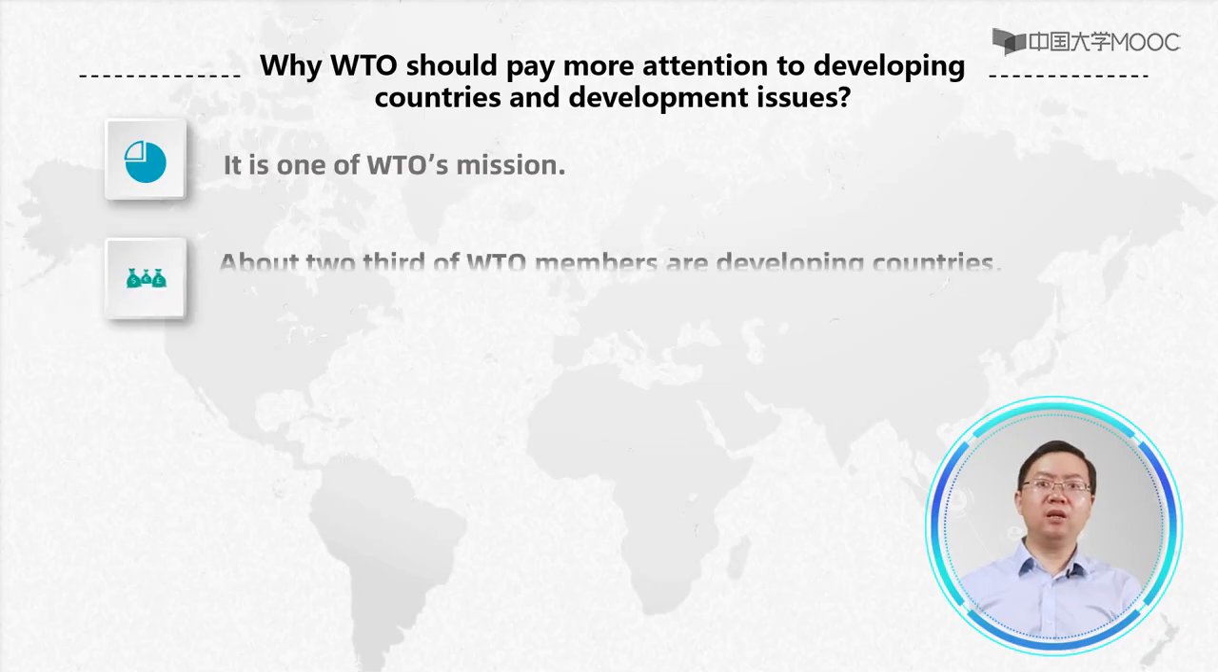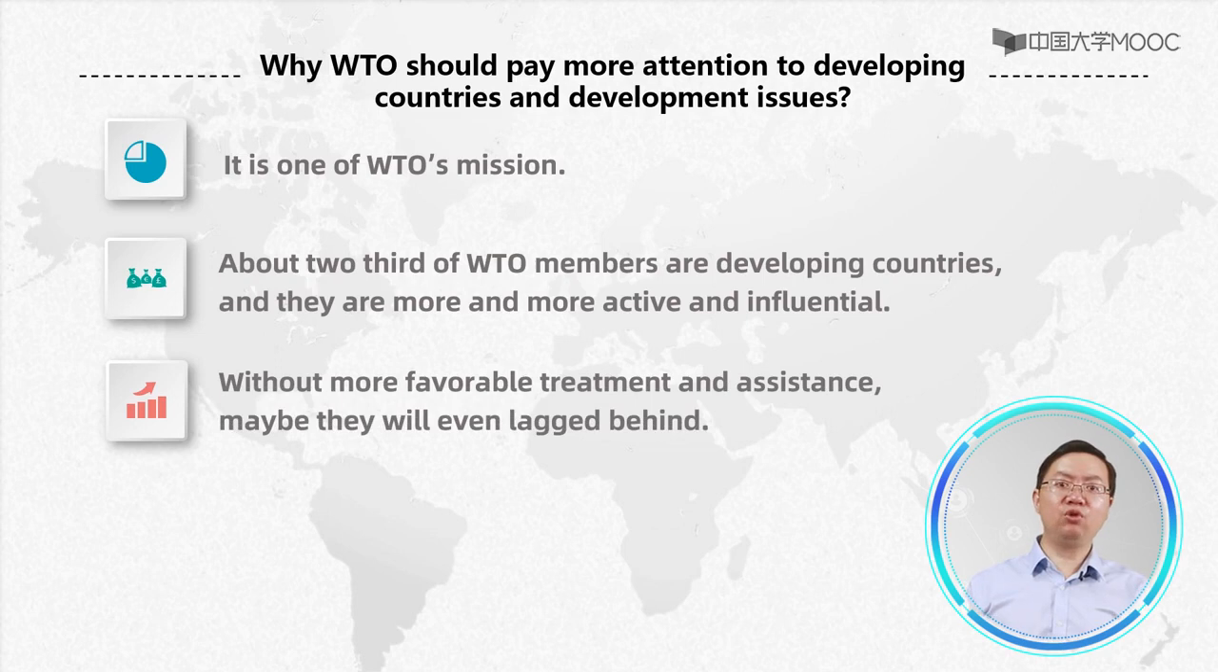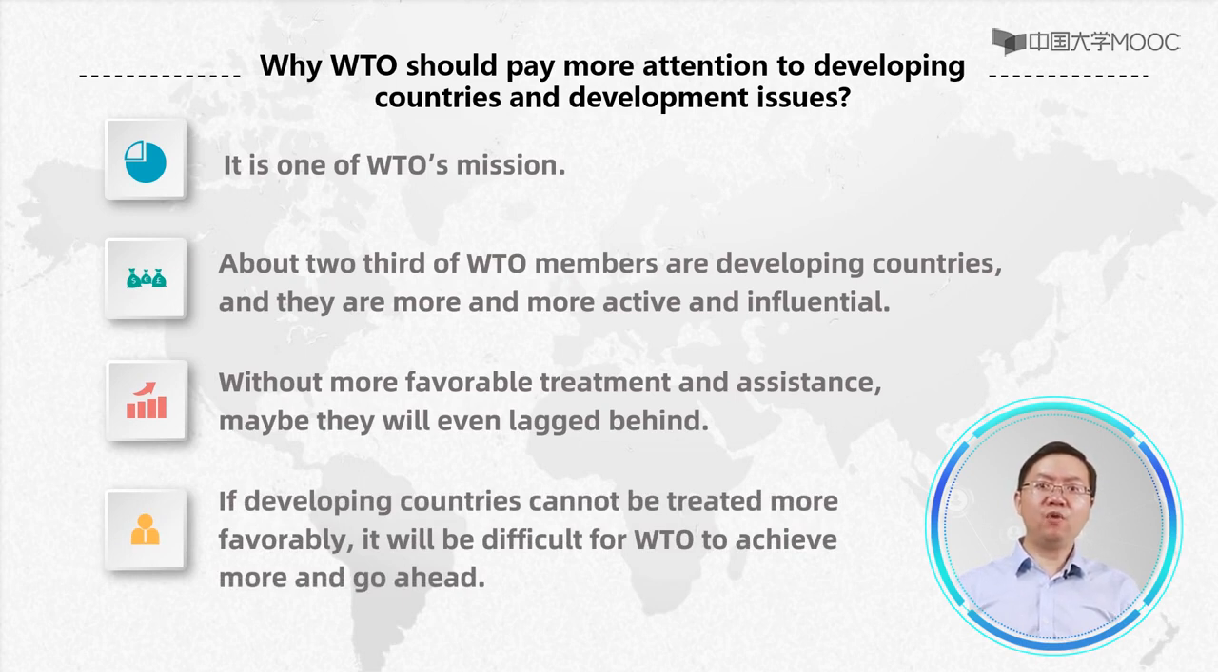WTO. Second, about 2/3 of WTO members are developing countries, and they are more and more active and influential. Thirdly, because developing countries lack competitiveness compared with the advanced countries, without more favorable treatment and assistance, maybe they will even lag behind. Advanced countries will be richer and developing countries will be poorer. The imbalanced development will impose serious uncertainty on the global economy. Lastly, if developing countries cannot be treated more favorably, it will be difficult for the WTO to achieve more and go ahead. Most of the negotiations will be more difficult to deliver results.